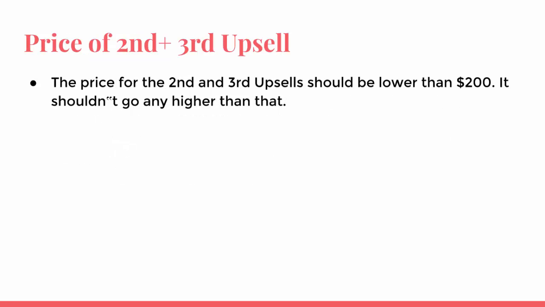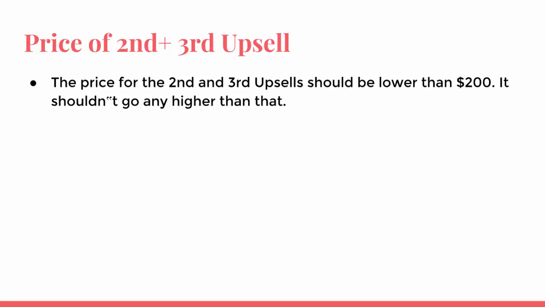Price and value of the second and third upsell. The price for the second and third upsells should be lower than $200. It shouldn't go any higher than that. The vendor has the freedom to set the price, so it's up to you. However, being lower than $200 is just a principle that you don't have to follow. But principles exist in general because they work. This price is chosen after years of experience and experimentation. It's safer to just stick with it.